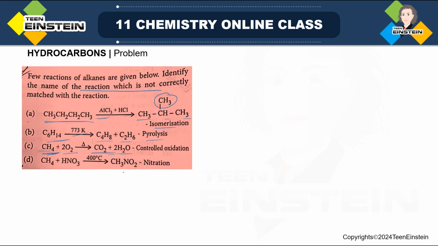And the next one, which is mentioned as nitration, this is obviously correct because here in CH4, one of the carbon hydrogen bonds is now replaced by a carbon NO2 bond. And the rest of the 3 carbon hydrogen bonds are still there, so there is no change. This is obviously nitration. So only the third one is not correctly matched. It is not controlled oxidation. It is combustion. That is the correct name we should use for this reaction.